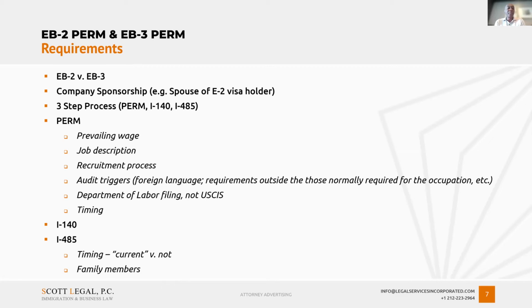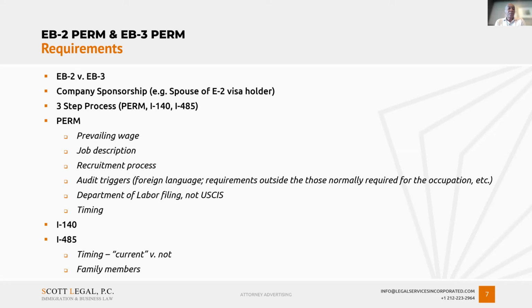So this is a very common way that people move to a green card in the United States. Now, it's a 3-step process. The first part of the process has to do with the Department of Labor, and it's called a labor certification. And you have to show that you cannot find a qualified U.S. worker. So there's a specific job description that's developed, and there's a certain wage that has to be paid.